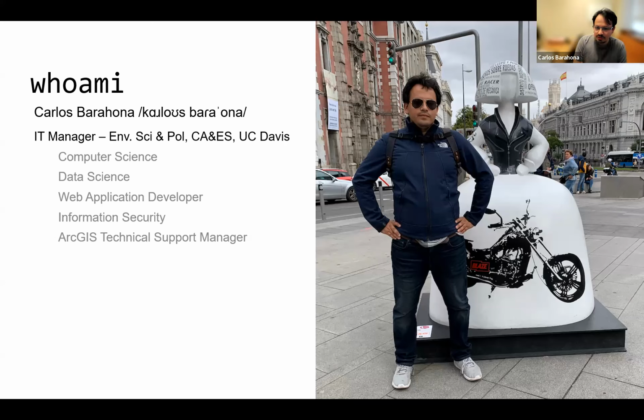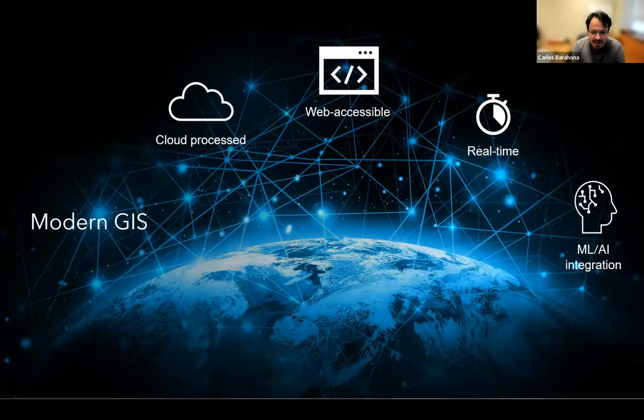So I mentioned modern GIS. Modern GIS is the idea of connecting GIS fundamentals, taking the normal GIS analysis and focusing on integrating it with other modern technologies. This tends to have a focus on things being cloud processed, things being very accessible, so web accessible or mobile accessible first. It has a lot of emphasis on processing in real time, and integration with machine learning and AI.